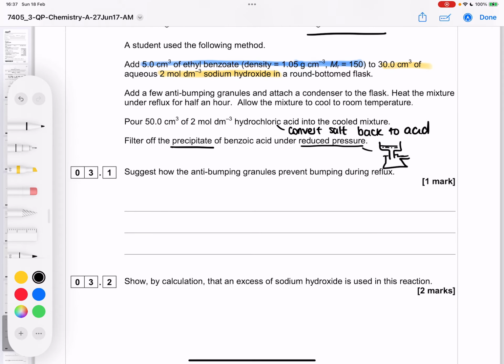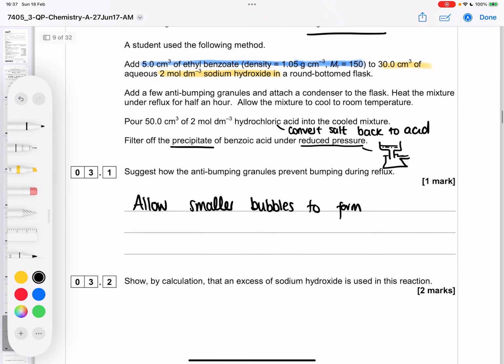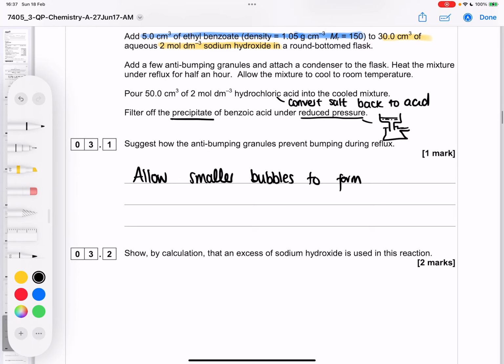Why would we have anti-bumping granules? Why do they prevent bumping during reflux? Well, they allow the formation of smaller bubbles, prevent large bubbles. So either to say prevent large bubbles or allow small bubbles to form. We now have to calculate using those numbers that are highlighted.